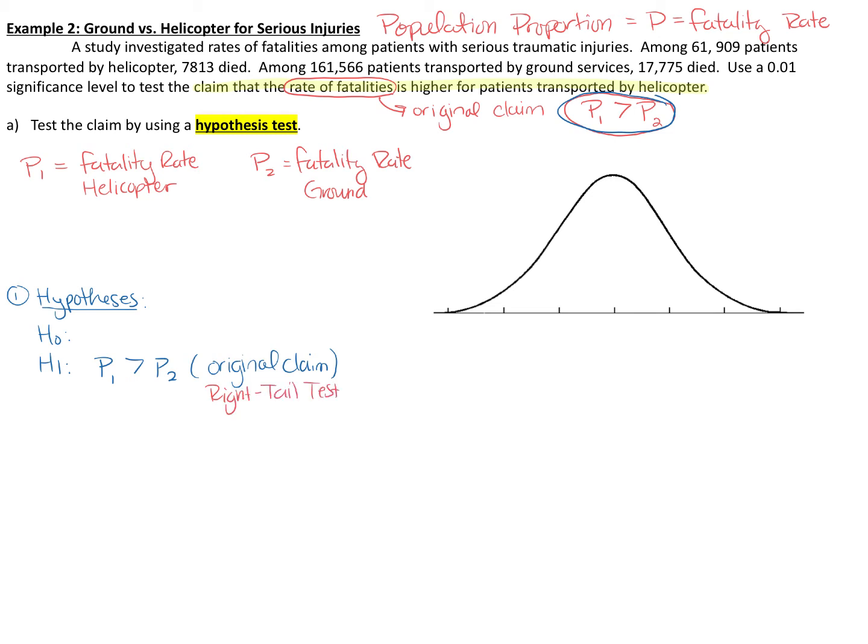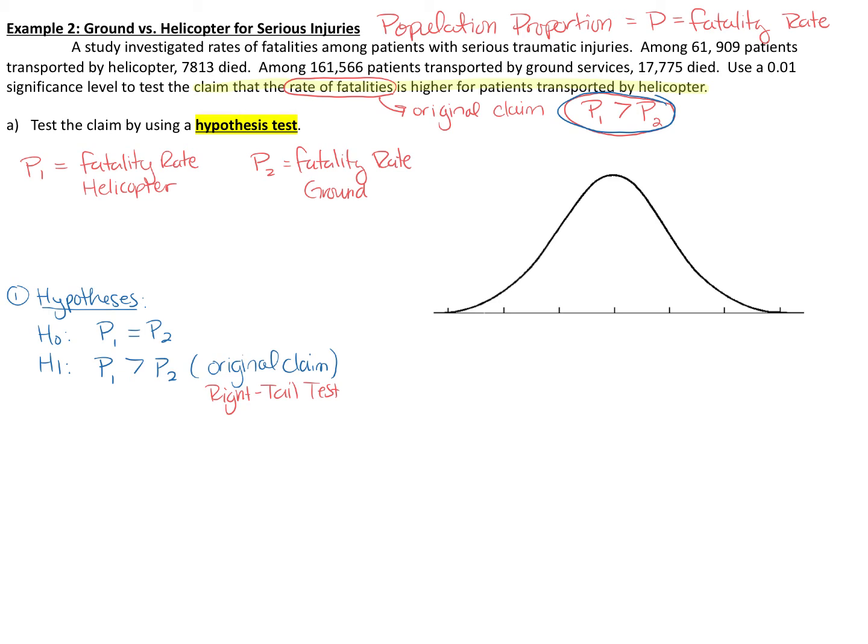Okay. All right, so that means that the null hypothesis is going to be the statement that P1 is equal to P2. So the null hypothesis always contains the equal sign. We always assume that the two fatality rates are the same until we have enough evidence to state otherwise. So up in the top here, I'm going to write down all the sample data that I have to work with to do the hypothesis test.